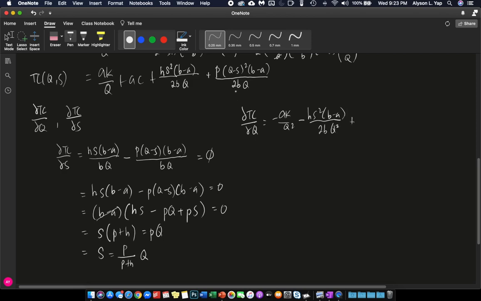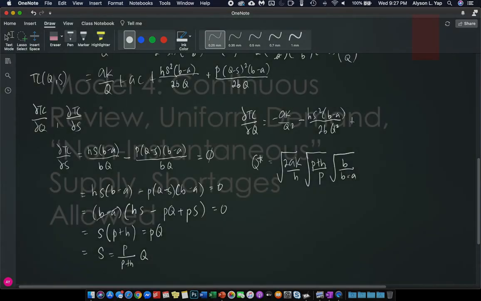However, the derivative of this part will be very hard because we will again use the quotient rule. I will just refer you to my notes on the derivative of this component, but in the end, what we will be able to get is a Q star, which is equal to square root of 2AK over H, square root of P plus H over P, square root of B over B minus A.